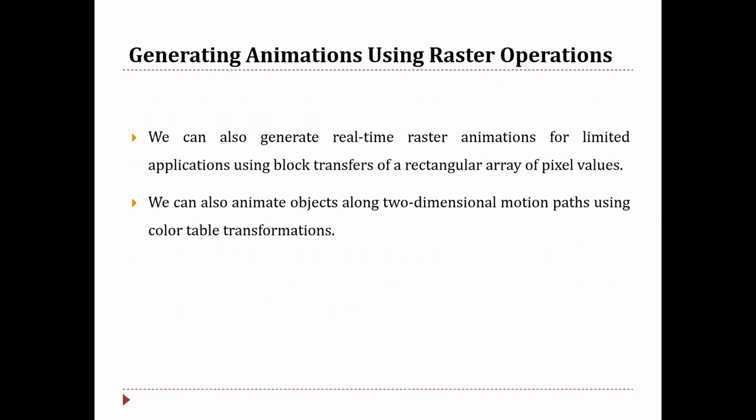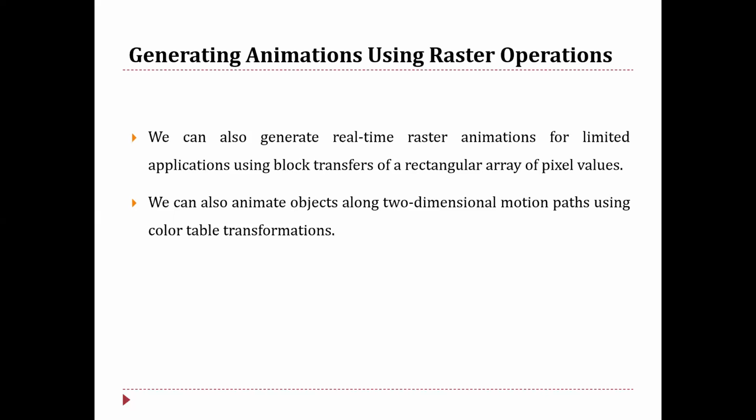Now let us look at generating animations using the raster operations. Here we can generate real-time raster animations for limited applications using block transfer of a rectangular array of pixel values. A simple method for translating an object from one location to another in the XY plane is to transfer the group of pixel values that define the shape of the object to the new location. That means you make a group of pixels and then transfer them as a group.